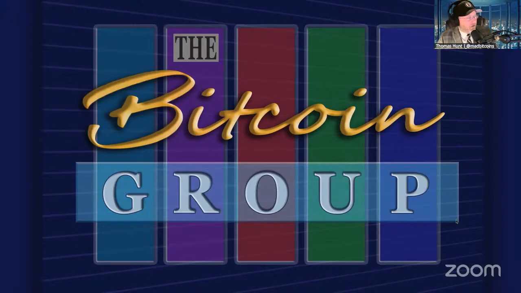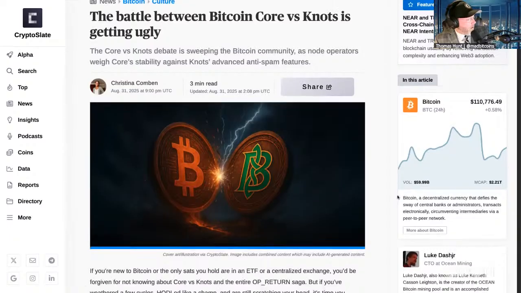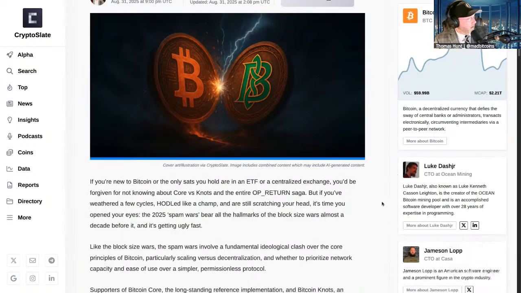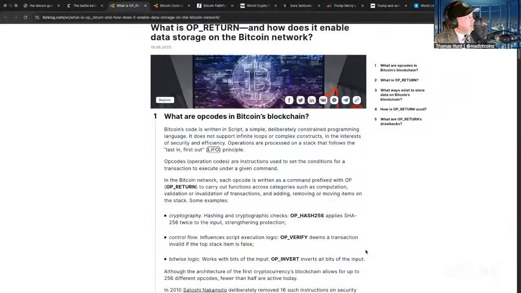Moving on to issue 1, the battle between Bitcoin Core and Bitcoin Knots is getting ugly. The Core versus Knots debate is sweeping the Bitcoin community as node operators weigh Core stability against Knots anti-spam features. The Knots party is up to 17% in votes on nodes. What is it all about?